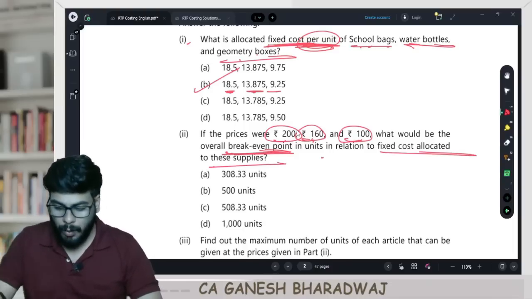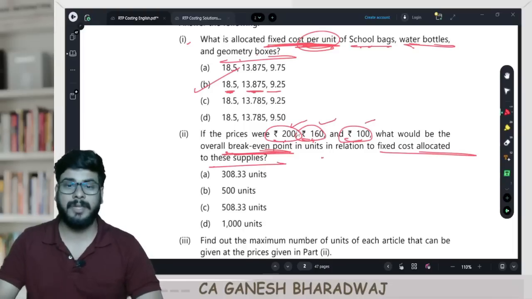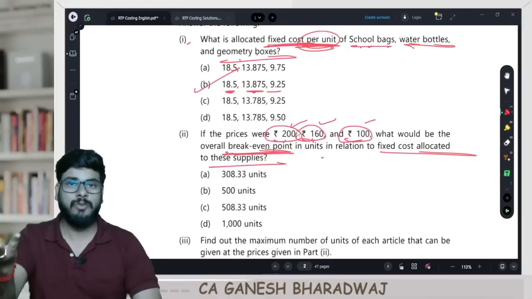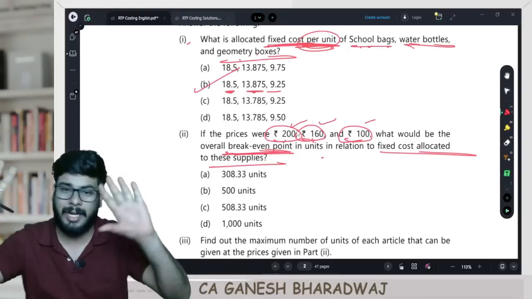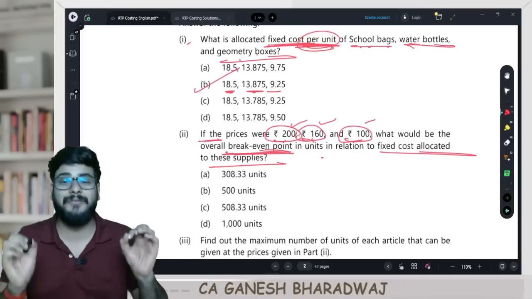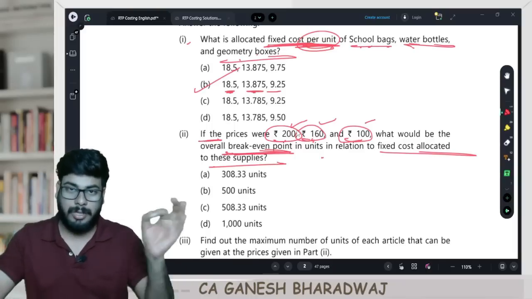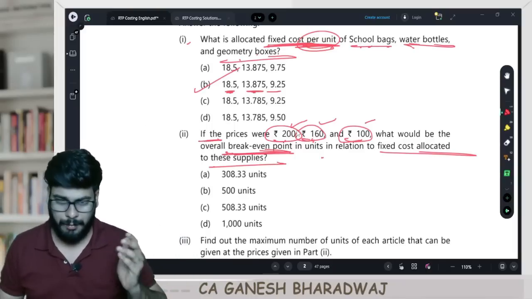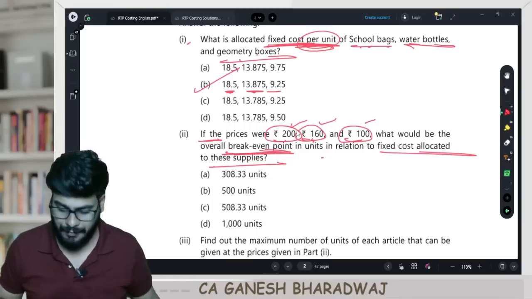Now, sir, why are they giving selling prices here, sir? This is only school supply. School supply, I'm going to supply at cost. No, you forget about all that. That's why they are giving it: suppose I am fixing this selling price, what will be the break-even point is all they are asking for.